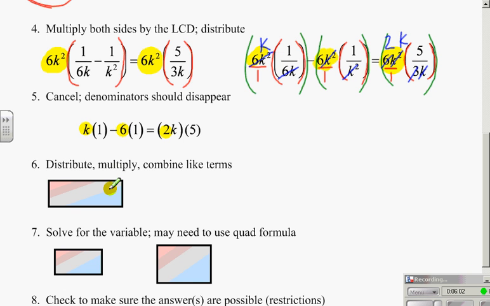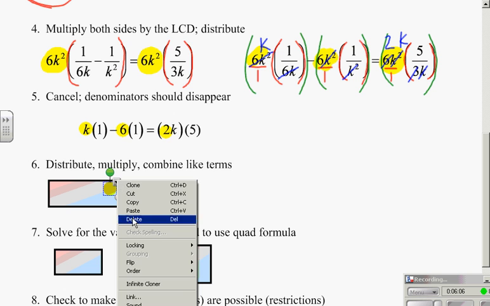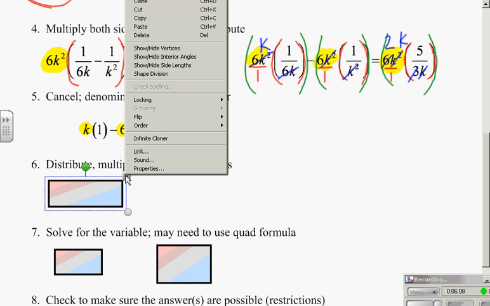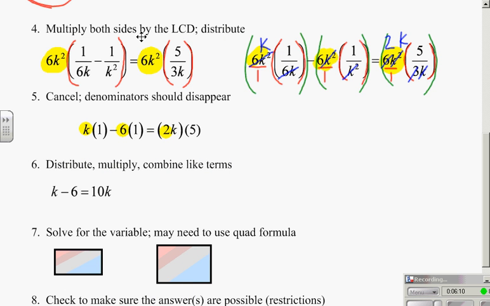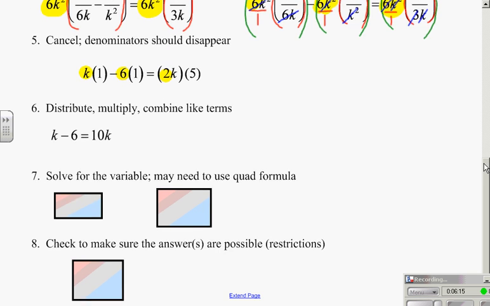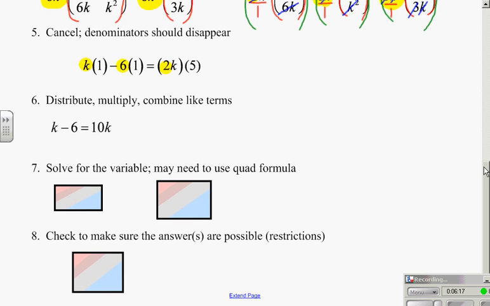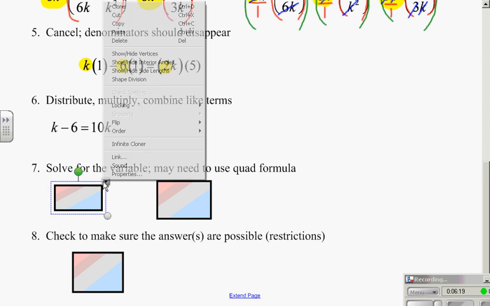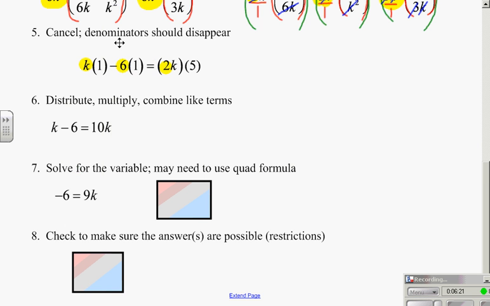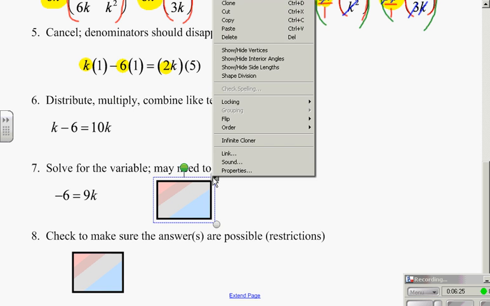So now I have a basic problem that I just need to clean up. I've got k minus 6 equals 10k. I do recommend you leave those ones in there, and I will show you another example later why. Solve for the variable. Negative 6 equals 9k when you subtract k from both sides.